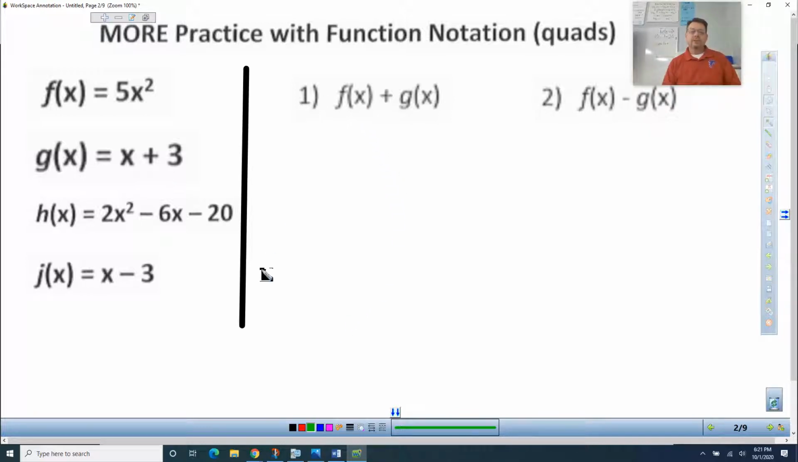For our first example, we have f of x plus g of x. I'm just going to rewrite this as f of x plus g of x. Those are just spots that I have to fill. What does f of x equal? Well, that's 5x squared. What does g of x equal? That equals x plus 3. Easy enough, right?